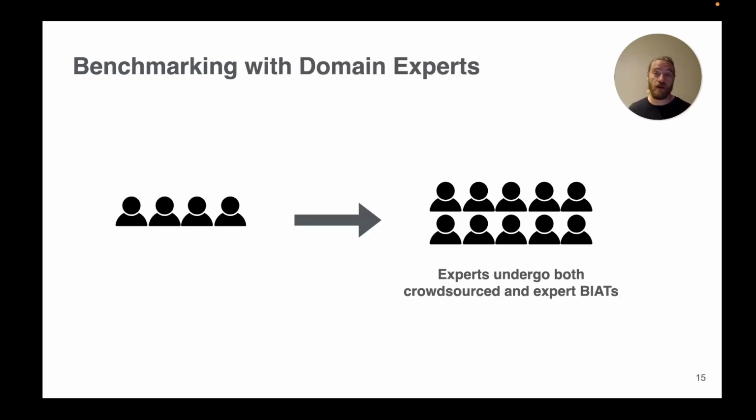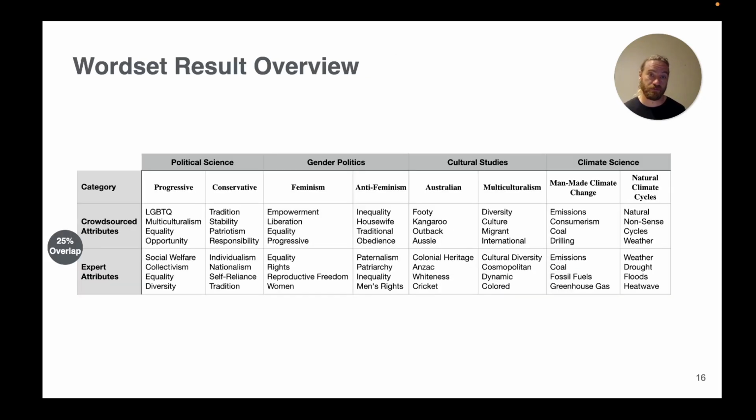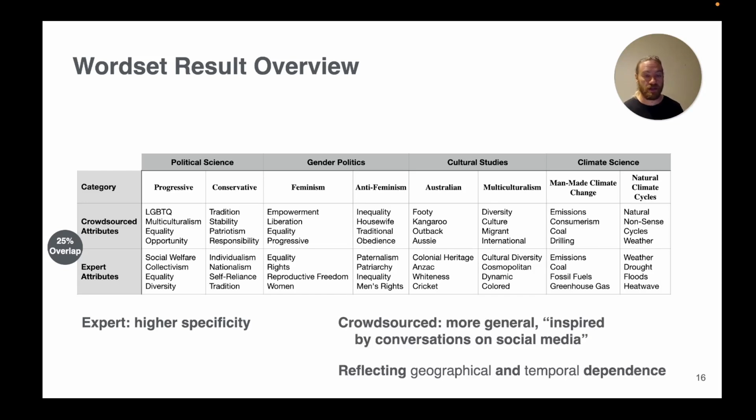Finally, we assessed how well our crowdsourced word sets compare to word sets produced by domain experts, that is, accomplished scholars in the fields of politics, climate change, and multiculturalism. Here we can see the resulting word sets, which we then discussed with our experts. And the expert sets were considered more specific in their meaning and associations, while the crowdsourced sets seemed more general, with more frequent overlaps, often, quote, inspired by conversations on social media. The crowdsourced sets also reflected more stereotypes and seemed to resemble the geographical and temporal dependence of the topic's discourse.